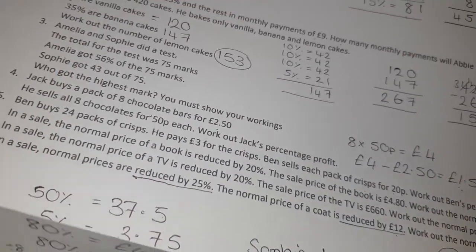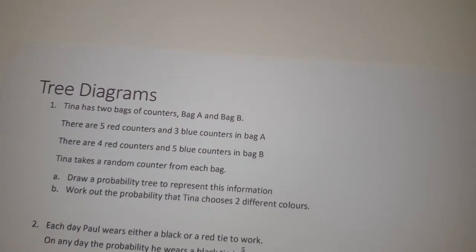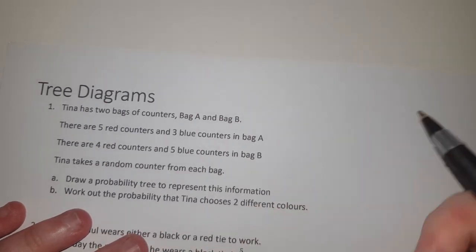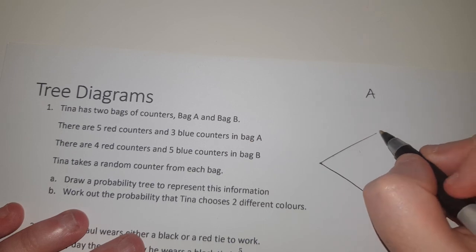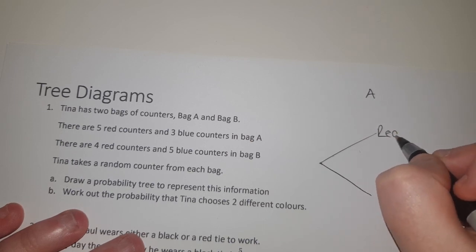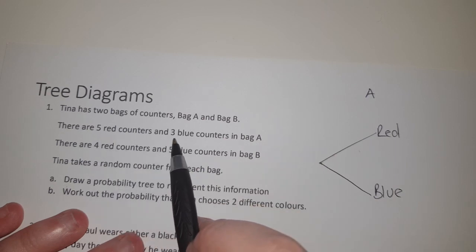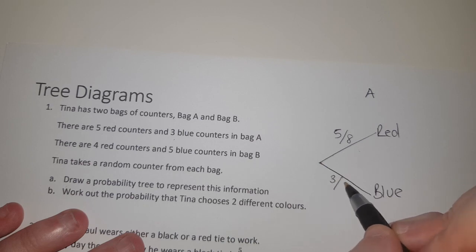Okay, and then our last topic that we finished on was tree diagrams. Tina's got 2 bags of counters, bag A and bag B. For bag A, you've got red counters and blue counters. Red is 5 red and 3 blue, so it's 5 out of 8. Blue was 3 out of 8.